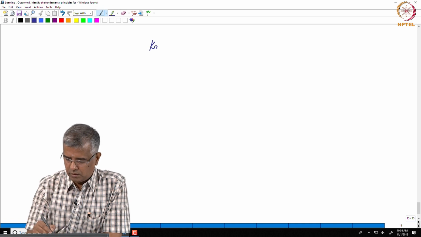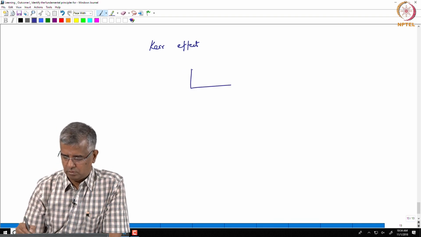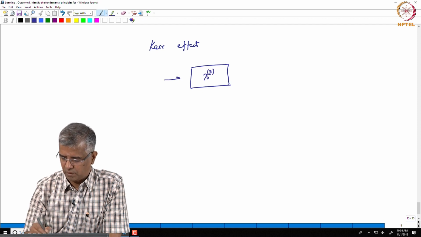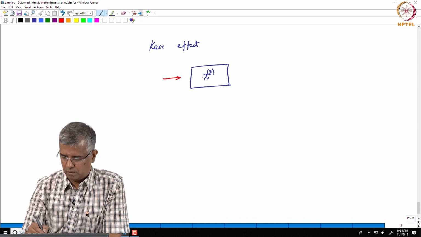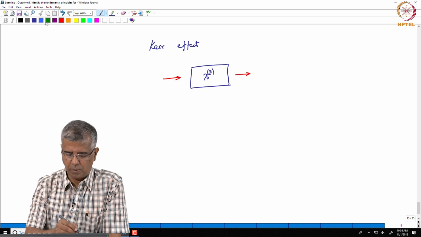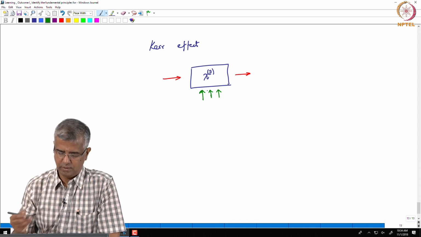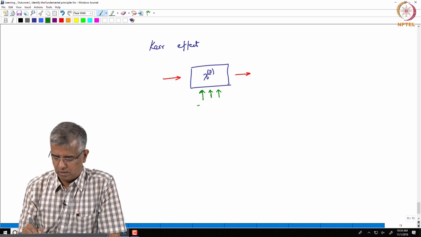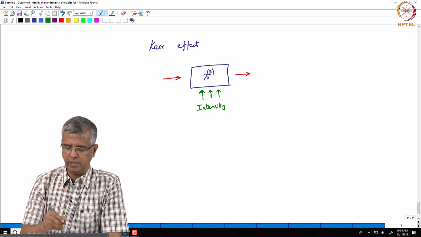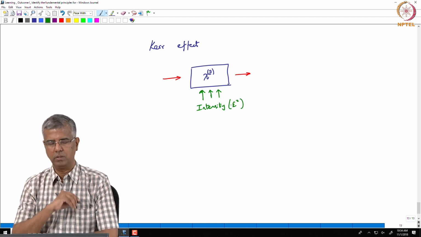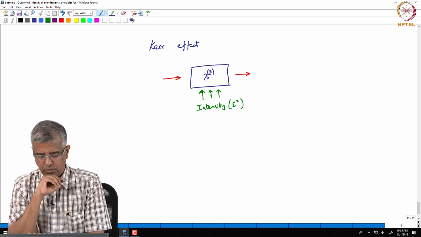So, in the Kerr effect, what we have is once again this Chi3 medium, you have light going through the medium, but the properties of the medium can be controlled by an external source, and in this case what matters is the light intensity of the external source, because intensity is proportional to the square of the magnitude of the electric field. Okay. So, light controlling light.